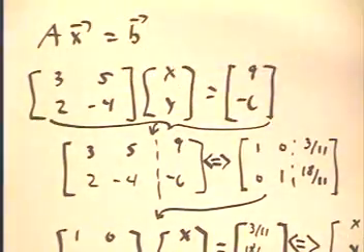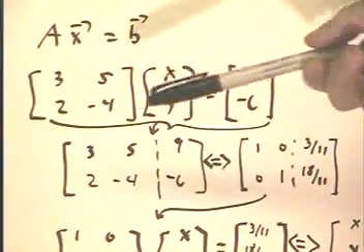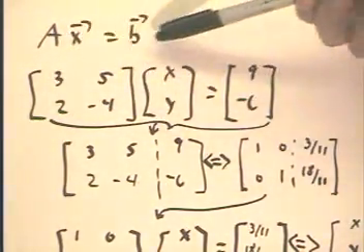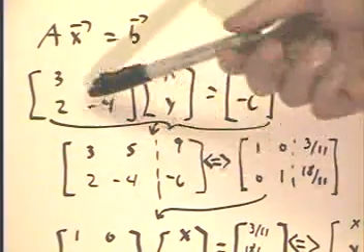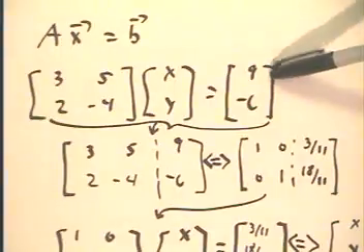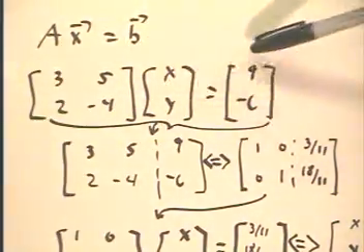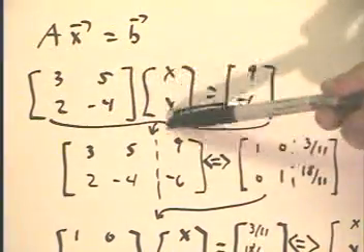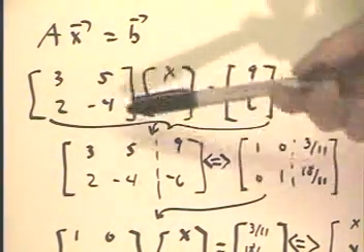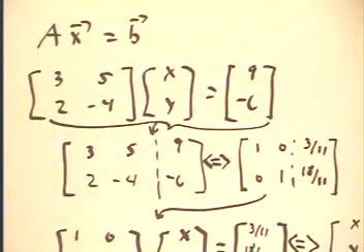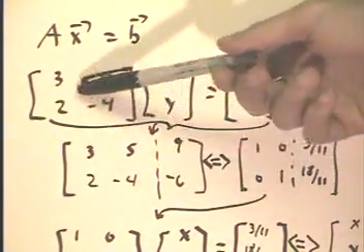If we represent the matrix product here as AX equals B, we see that this product 3, 5 times x, y is going to equal 9. So that means 3x plus 5y equals 9, the same as our first equation. And the 2, negative 4 times x, y equals negative 6 gives us 2x minus 4y equals negative 6. That's the second equation.